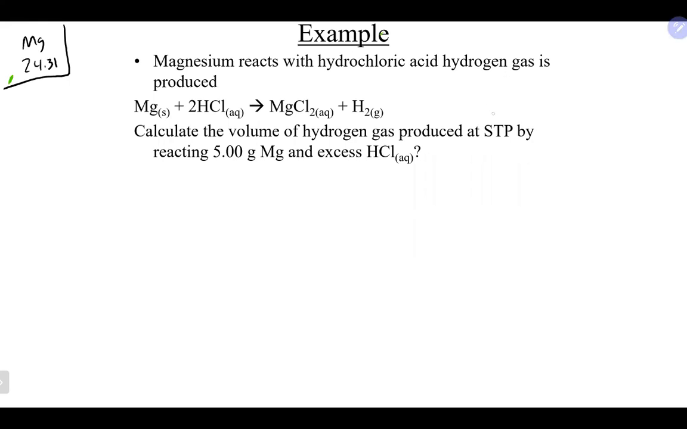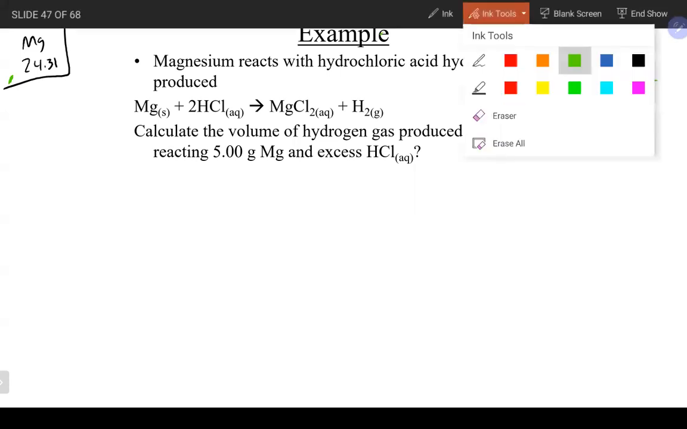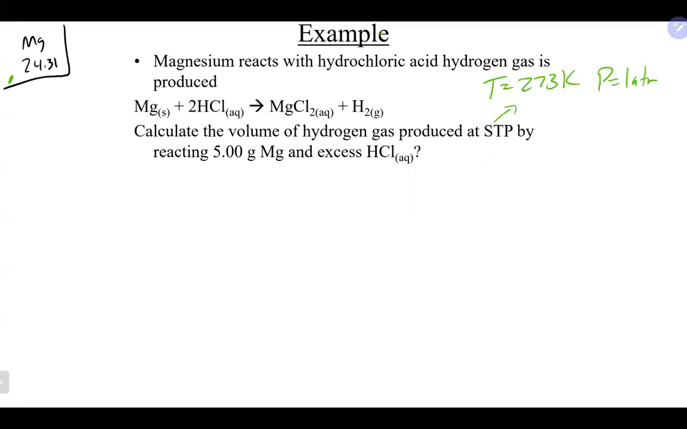So once again, a reminder that STP represents 2 values. The temperature is 273 Kelvin, and the pressure is 1 atmosphere. So in this particular case, we can do our stoichiometry. We do have our temperature and pressure. We are ultimately looking for H2, but we are starting with magnesium. So after our balanced equation, the first thing we would want to do is convert it into moles of magnesium, 24.31 grams per mole of magnesium.